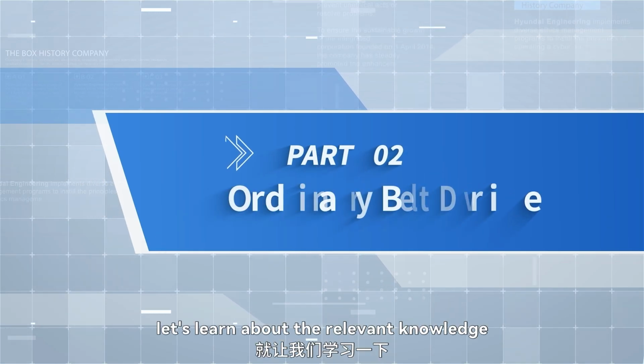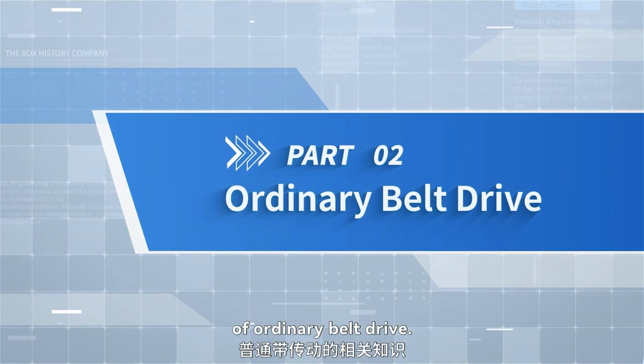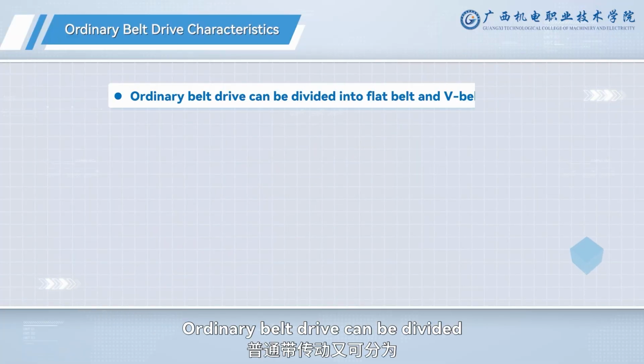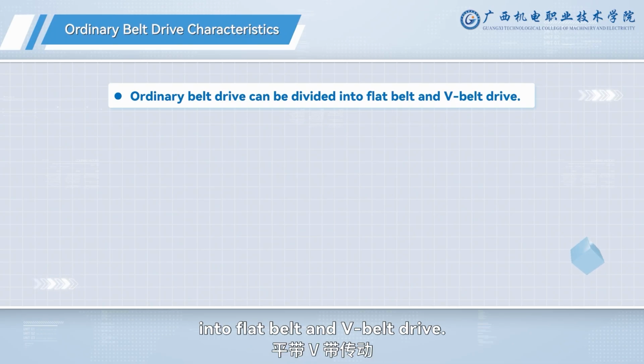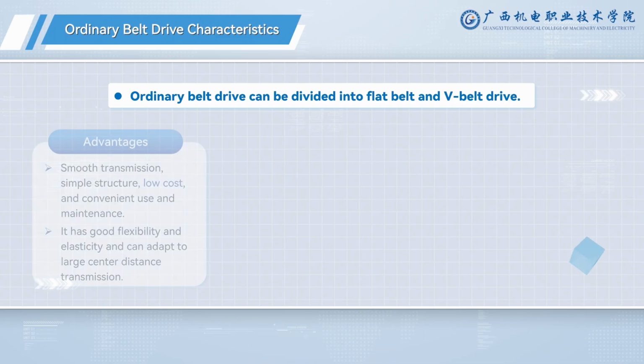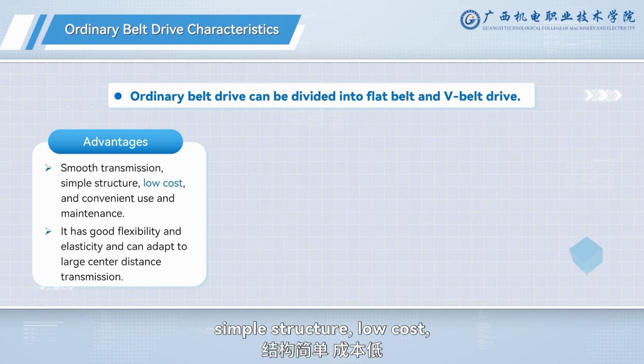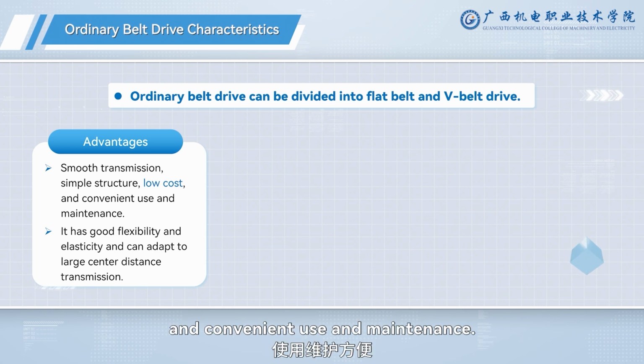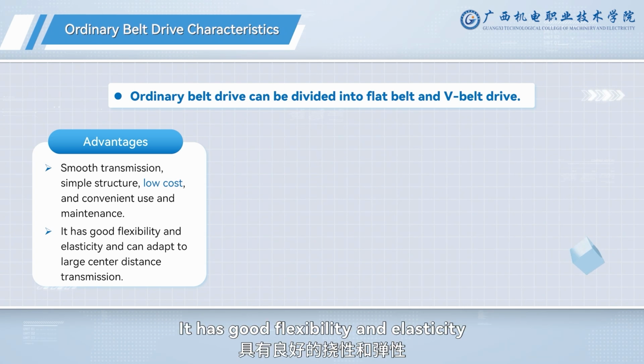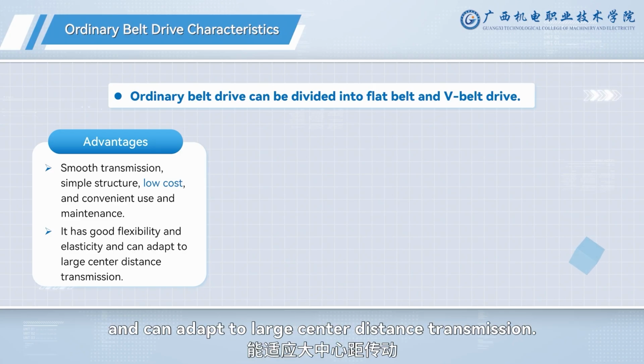Now, let's learn about the relevant knowledge of ordinary belt drive. Ordinary belt drive can be divided into flat belt and V-belt drive. Its advantages are smooth transmission, simple structure, low cost, and convenient use and maintenance. It has good flexibility and elasticity and can adapt to large center distance transmission.